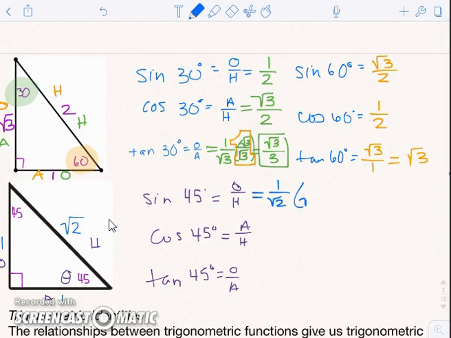Again, I can't leave that though, so I rationalize by multiplying top and bottom by radical 2. This is really just a giant 1, so it doesn't change the value, I'm just changing the appearance. And I get radical 2 over 2.